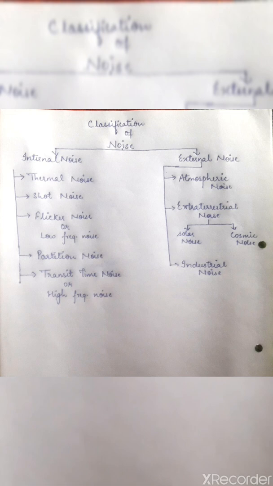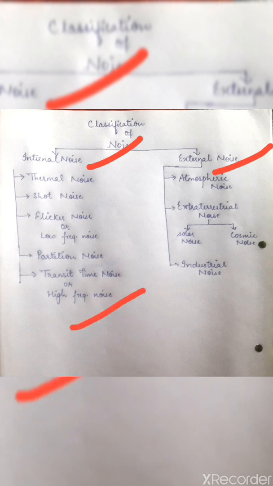Now, let us classify. Noise is basically classified into two types. First is internal noise, and the second one is external noise. Internal noise is further classified into various forms like thermal noise, shot noise, flicker noise or low frequency noise, partition noise, and transient time noise or high frequency noise.